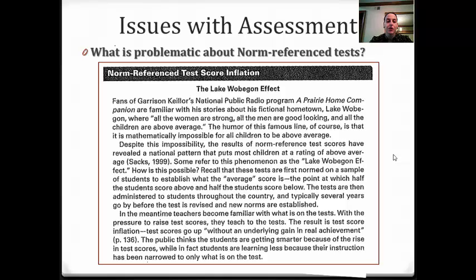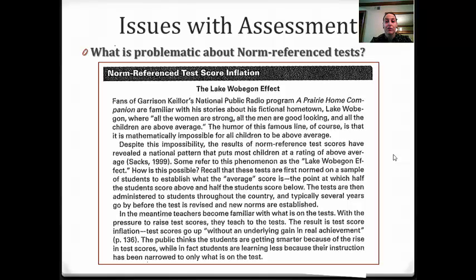Okay, so fans of Garrison Keillor's National Public Radio program, A Prairie Home Companion, are familiar with the stories about his fictional hometown, Lake Wobegon, where all the women are strong, all the men are good-looking, and all the children are above average. So the humor of this famous line is that it is mathematically impossible for all children to be above average. Okay, think about it.